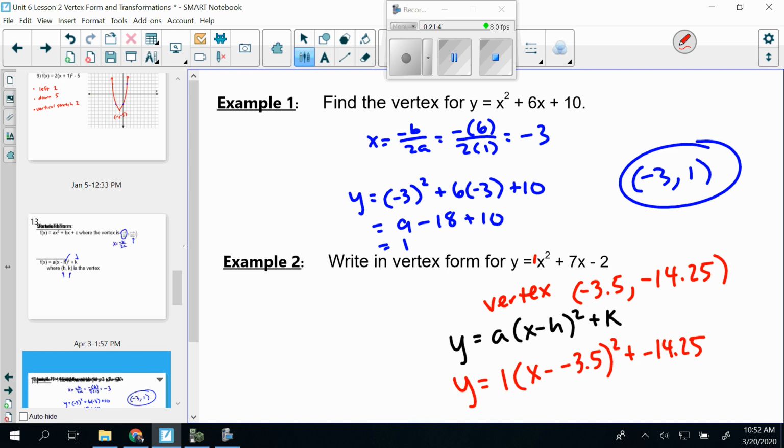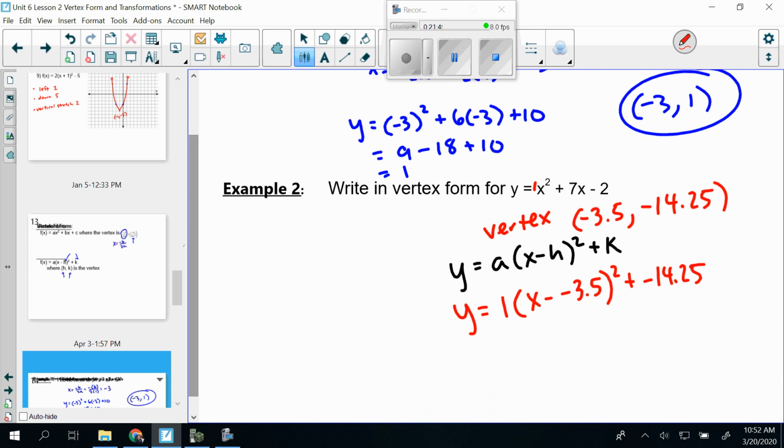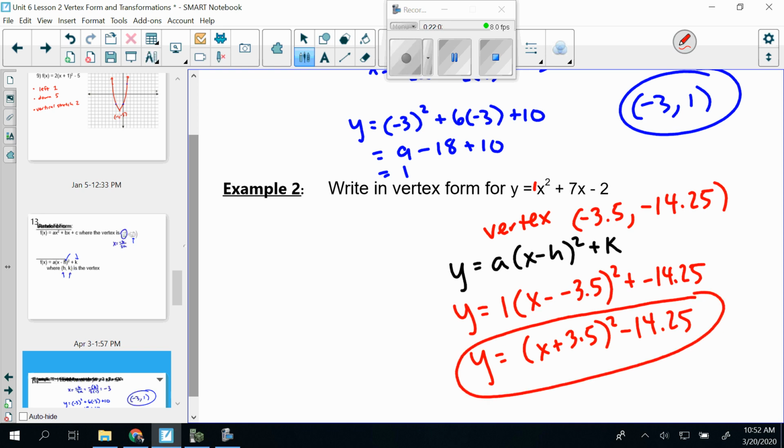14.25. Just some things, remember, you don't have to write this 1 here. Minus and negative is the same as plus. So a nicer way to write this one would be just like this. Plus and negative is the same as minus. So that would be the vertex form of this equation.